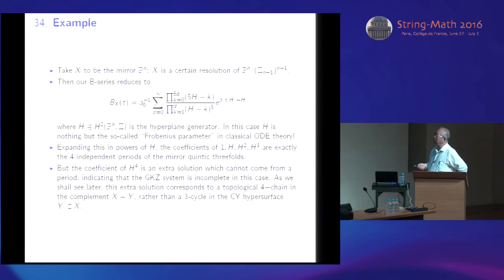But the coefficient of H to the power 4 is an extra solution which cannot come from a period, indicating that the GKZ system is not complete in this case. And we shall see later that we can explain what this extra solution means. It corresponds to a topological 4-chain in the complement X minus Y, rather than a cycle in the Calabi-Yau hypersurface itself.